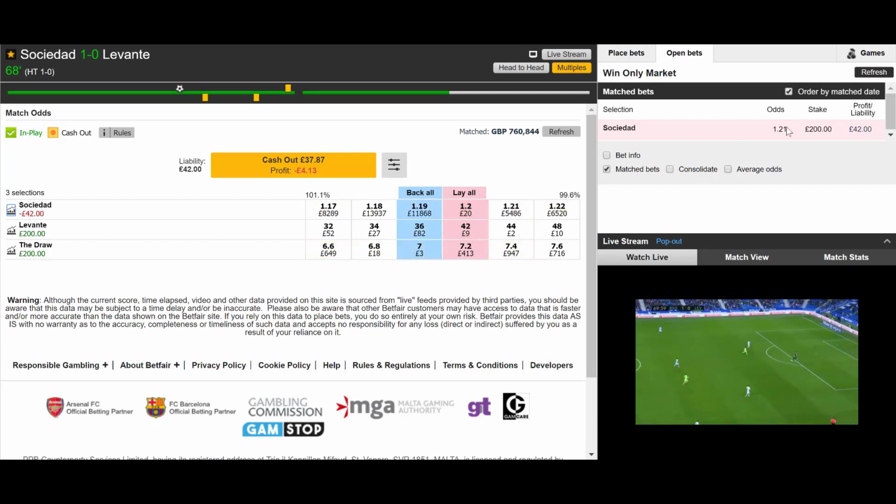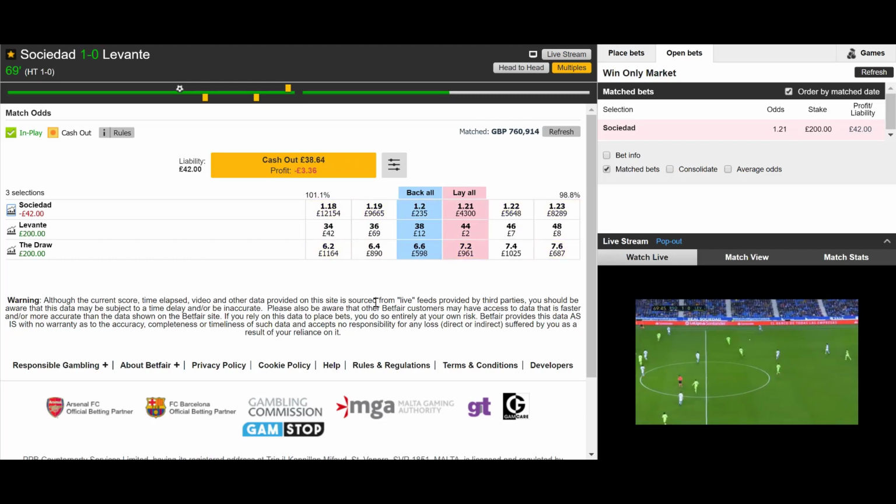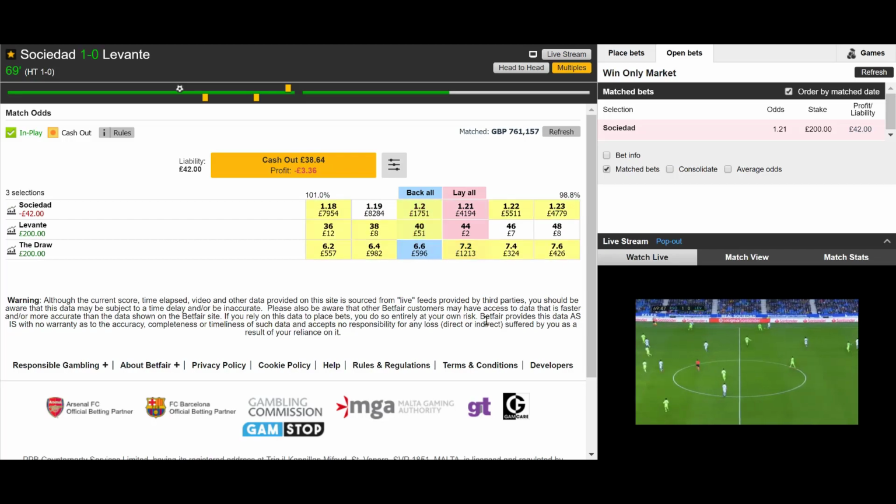And it is pretty low risk. We're laying at 1.21. So I've just gone in with a £200 lay. That gives me £42 of risk in the market. And we've got around 20 minutes to get an equaliser from Levante.